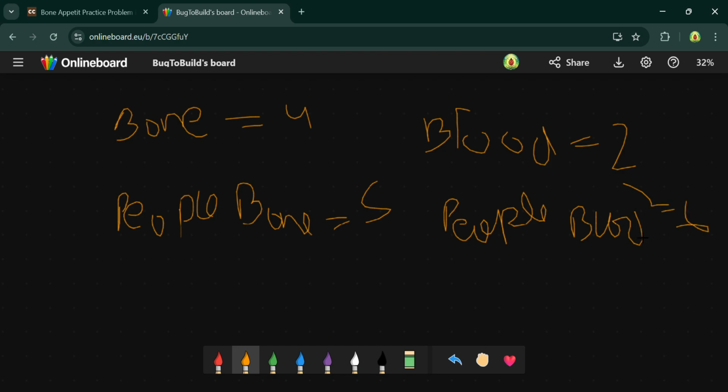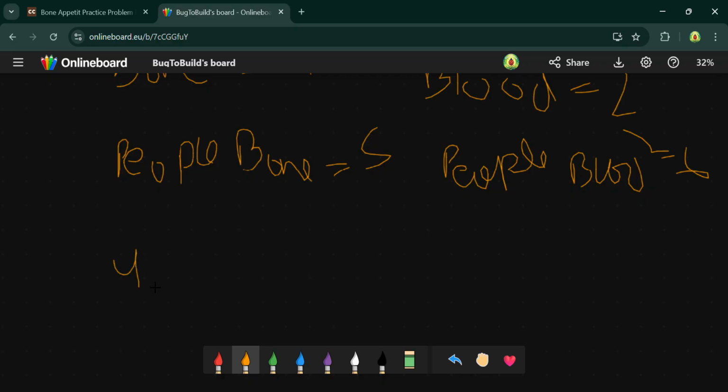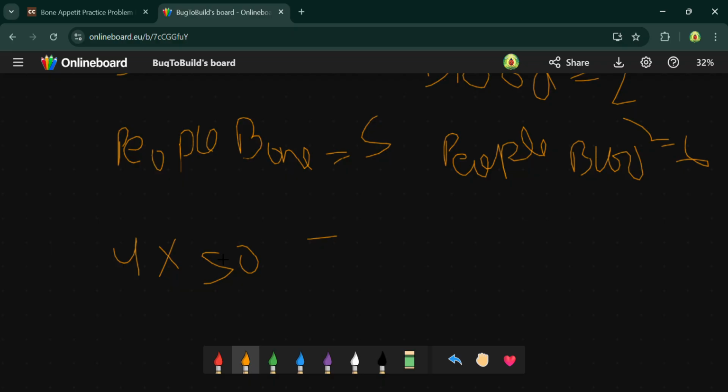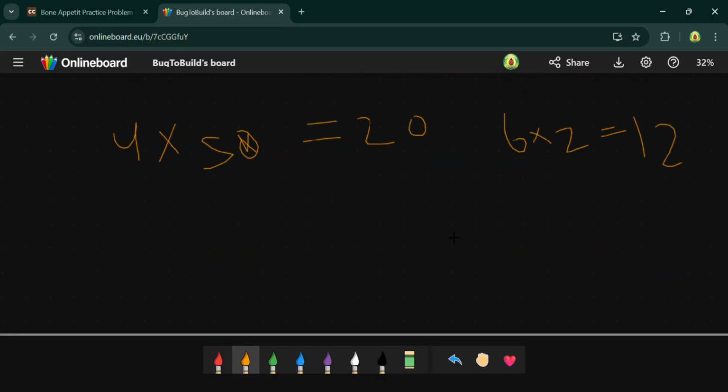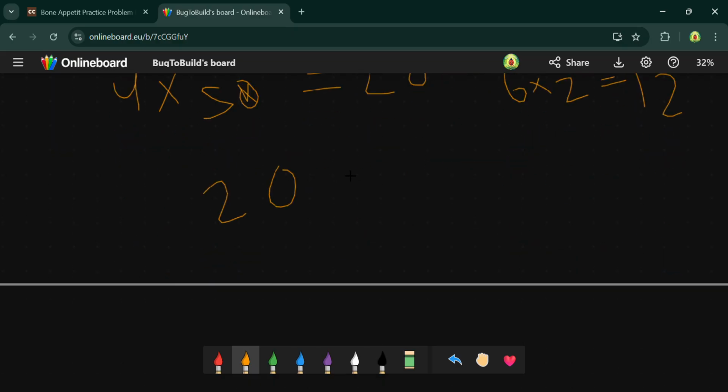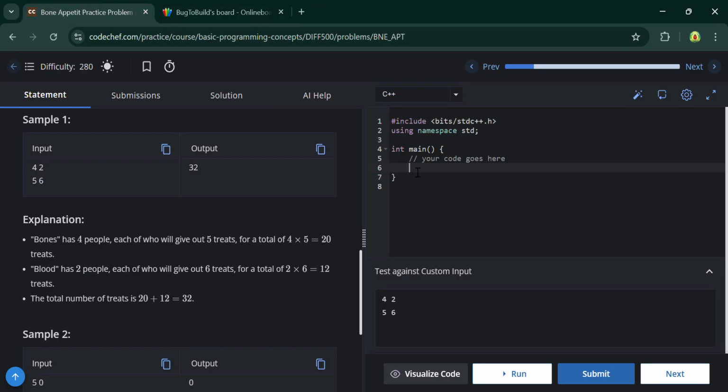So you just have to multiply the number of people with the treats in bones, which is 4 into 5, giving 20, and 6 into 2, which gives you 12. After this you just have to add them, 20 plus 12, which gives you 32. So you just have to return it. So let's write the code.